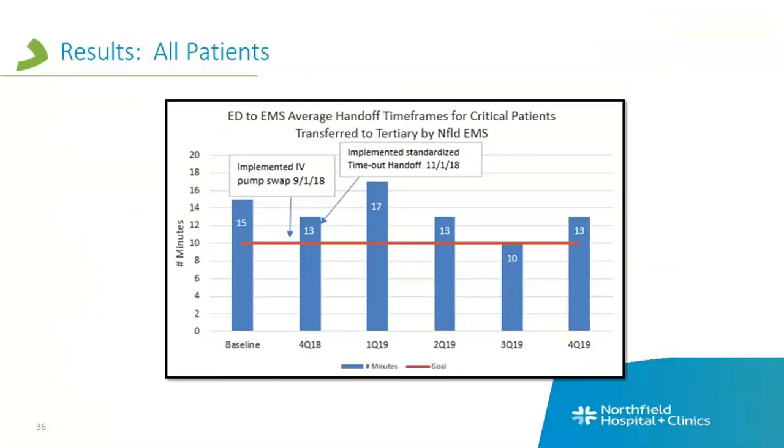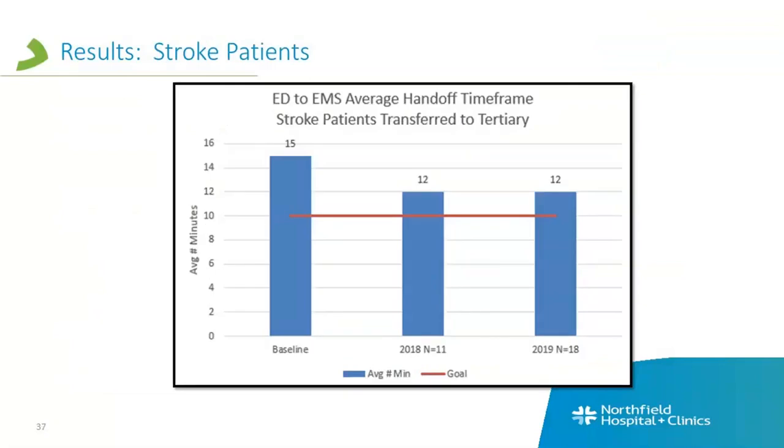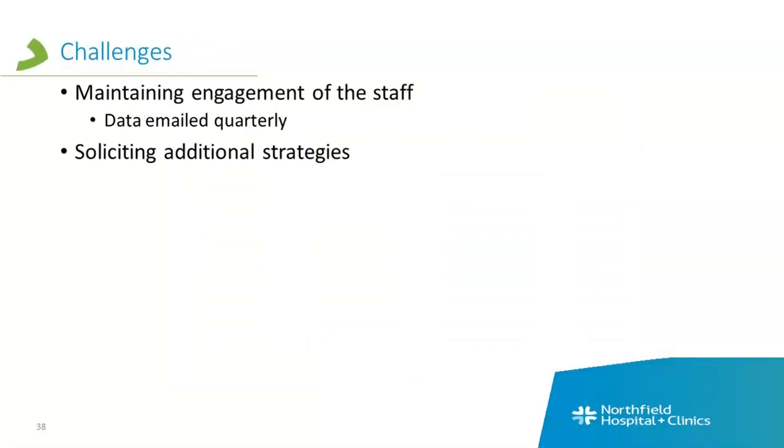Although it took a while for the learning curve to occur, we did hit our goal of 10 minutes in the third quarter for all of the patients transferred to tertiary by our EMS. And next slide. For stroke patients, we're averaging a 12-minute handoff. Next slide, please. So we still have work to do, and the challenges remain: maintaining engagement of the staff and soliciting additional strategies to reduce that length of stay.